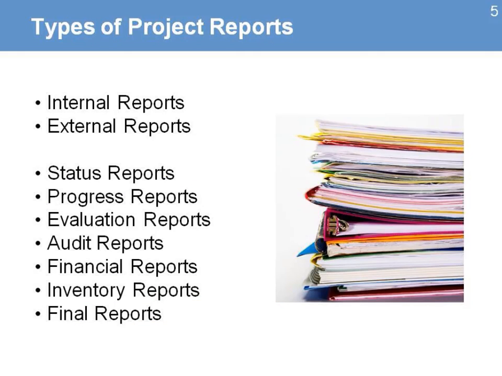There are types of project reports that we manage during this phase. Internal reports to the team, to management, to supervisor, steering committee, and external reports to the donor and other key stakeholders. The types of reports are status reports, information you get on the daily activities that are being done by the team, and progress reports that provide information to management and to the donor about the progress.